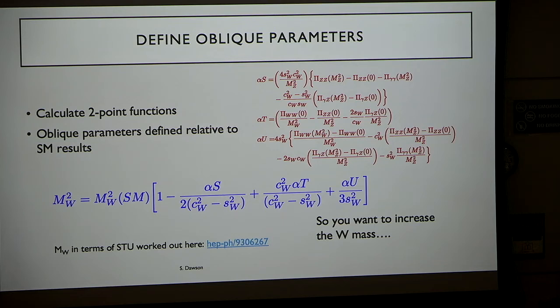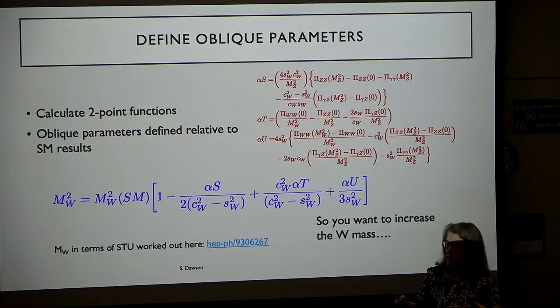So it looks like you're capturing loop effects in both these oblique parameters and in this MW squared of SM. So I guess I'm not really understanding the utility of ST anyway. Well, it's a quick and easy way to estimate the effects of new physics. And some new physics only comes in via these parameters.